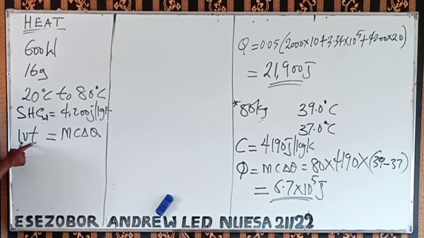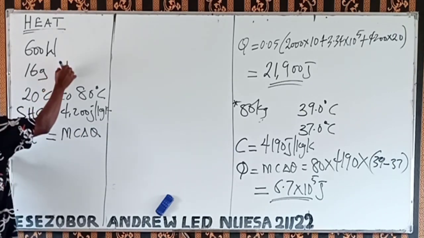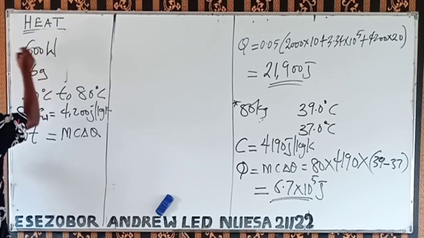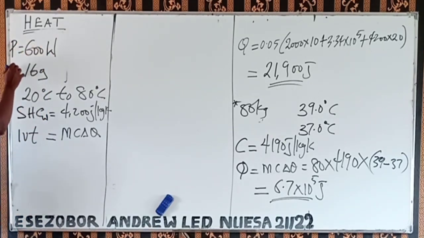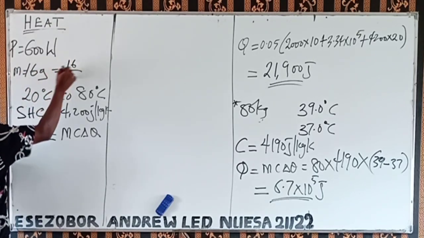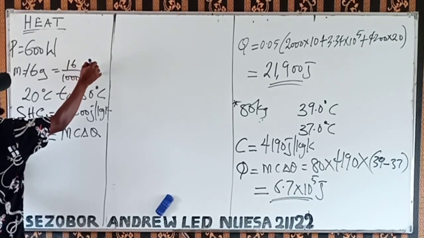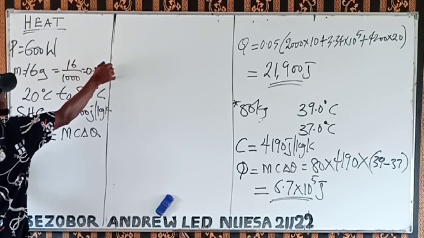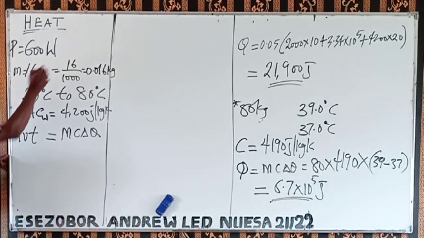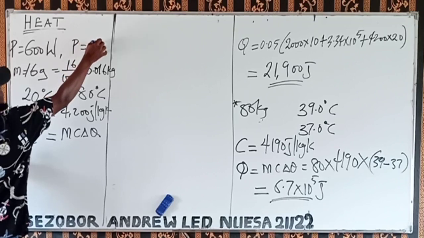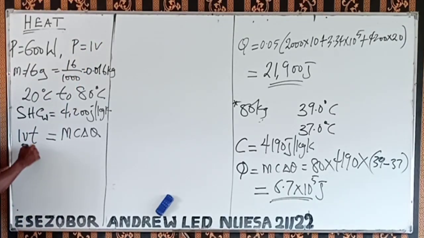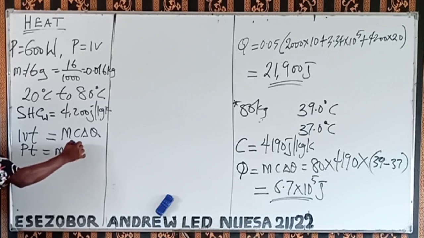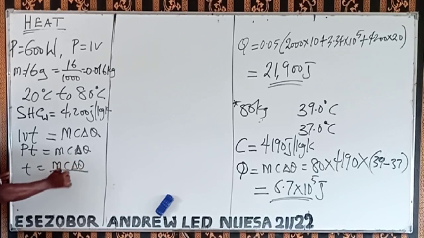Now we are looking for time. So IV, remember power is in watts. So this one is actually power, while this one is mass. Power is in watts, so for the mass I convert to kilograms: divide by 1,000, that is 0.016 kilogram. That's what I'm going to have. So this IV now is P, power. T is equal to mc change theta, so we can just say T is equal to mc change theta over P.